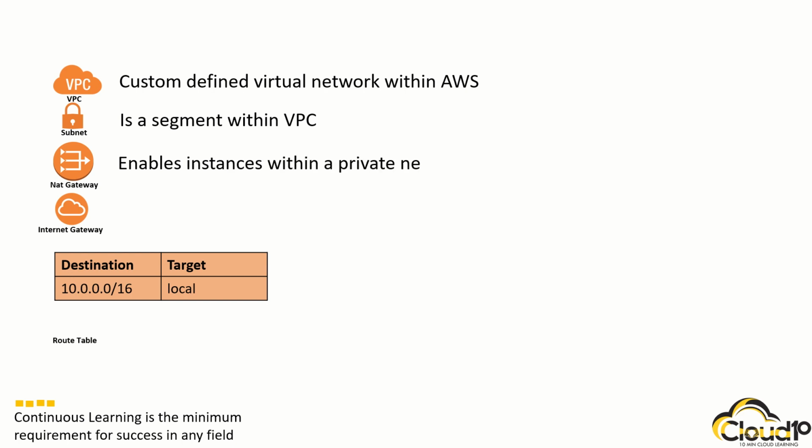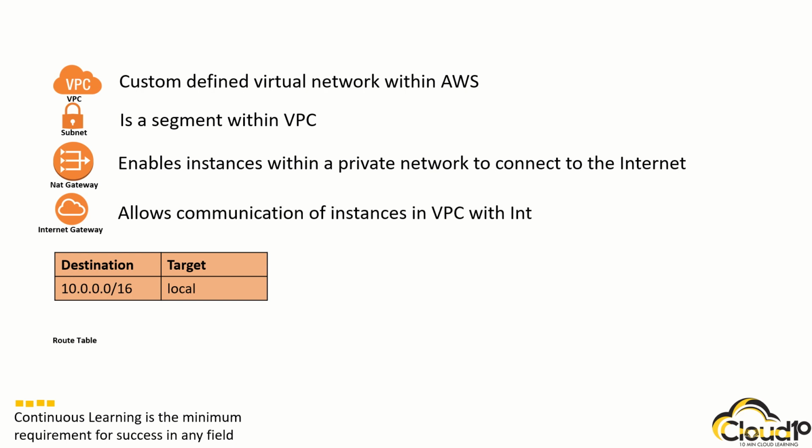NAT gateway is used to enable instances within a private network to connect to the internet. It is used in order to secure the instance and prevent the internet from initiating a connection with them. Hence, it allows only egress traffic and blocks all the ingress traffic. Internet gateway is a component that allows communication between instances in your Amazon VPC and the internet.